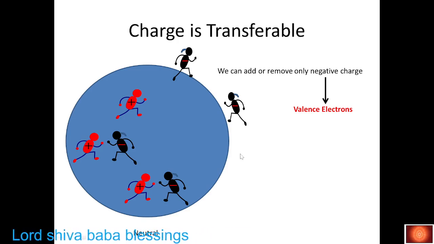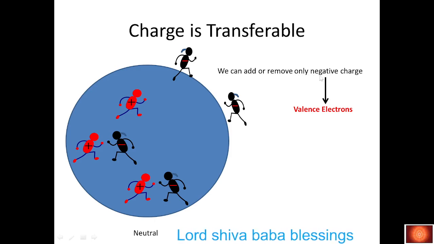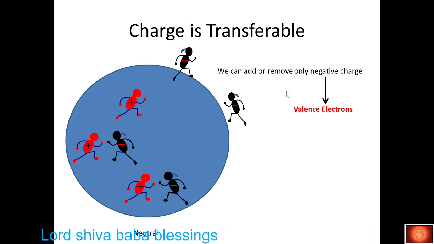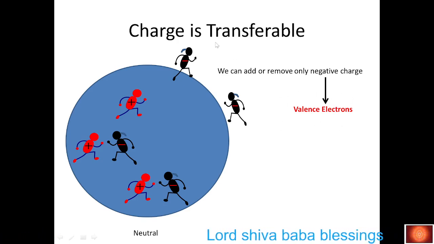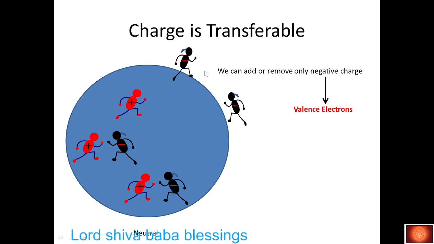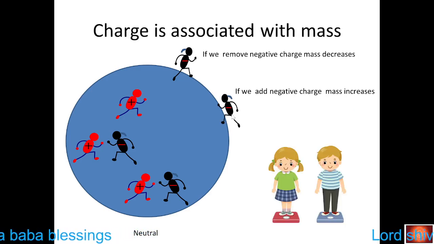The next thing you need to know is that charge is transferable. That is, we can add or remove negative charges. Always remember, we can add or remove only negative charges. We cannot play around with positive charges. Only negative charges can be added or removed, or you can also call them valence electrons. The electrons which are present in the outermost orbit can be removed. So we can charge it, or what we can say is the charge is transferable. That is, we can remove only negative charges.